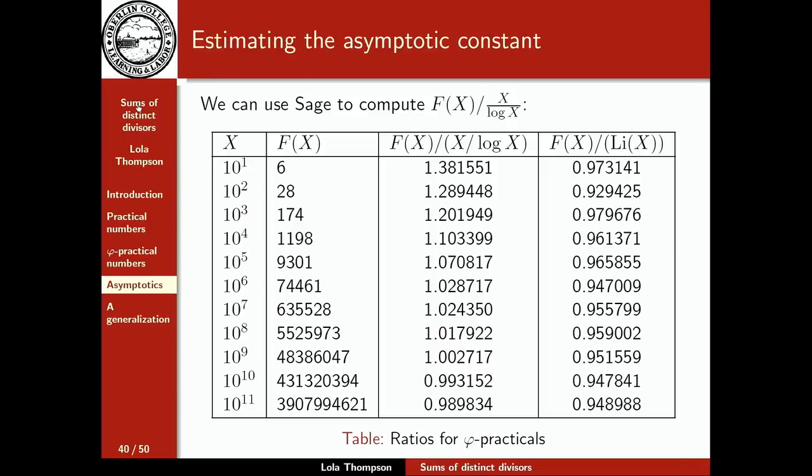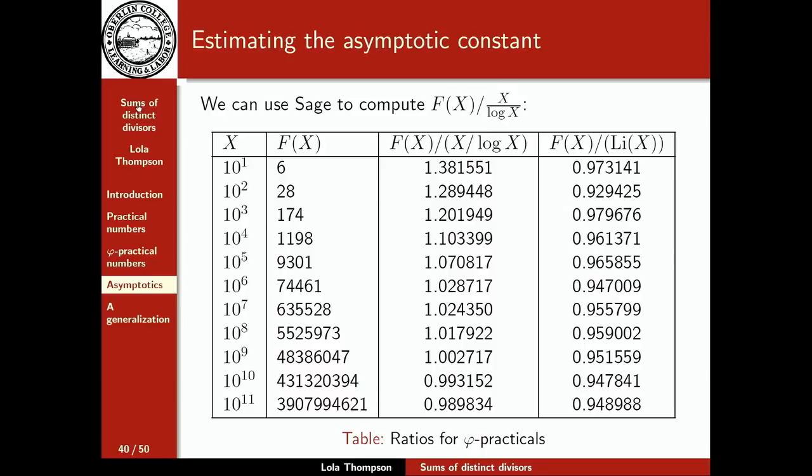OK, so you might be wondering through all this, all right, you have an asymptotic. Well, what does the asymptotic constant look like? The answer is we don't know. But we have some computations that maybe suggest approximately what the constant should look like. So as far out as we could take this, which was about a 39-day computation using the Max Planck computers distributed network, we were able to get this constant for f of x divided by x over log x to be something like 0.98. Of course, this column is strictly decreasing, so we don't know how much further it's going to decrease. So maybe the logarithmic integral is a better model for what we should be comparing our count of phi practicals with. I don't know.